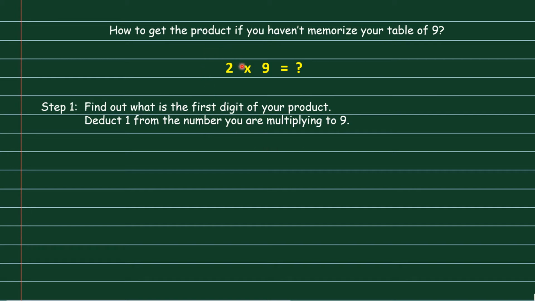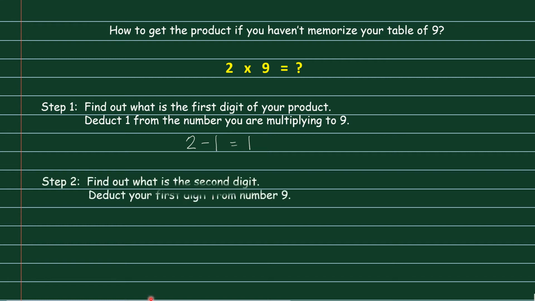So, yung number na minomultiply natin sa 9 is 2. Okay, so 2 minus 1 equals 1. Okay, so that is our first digit. Next, let's find out what is the second digit. Deduct your first digit from number 9.